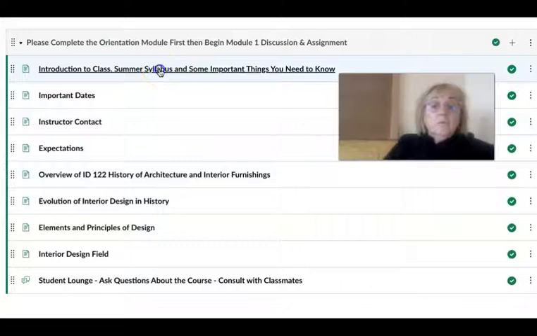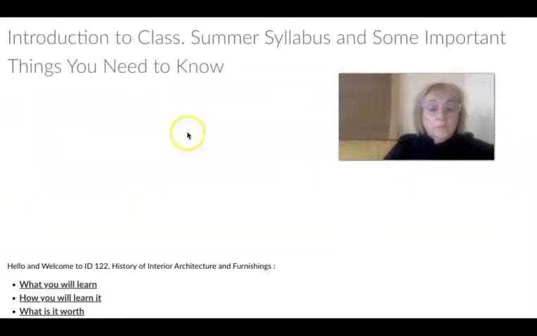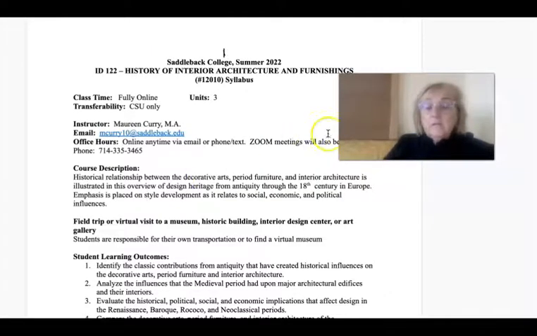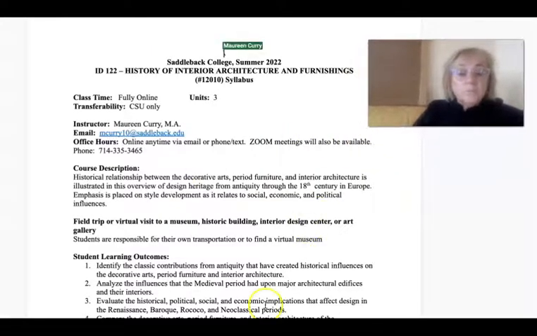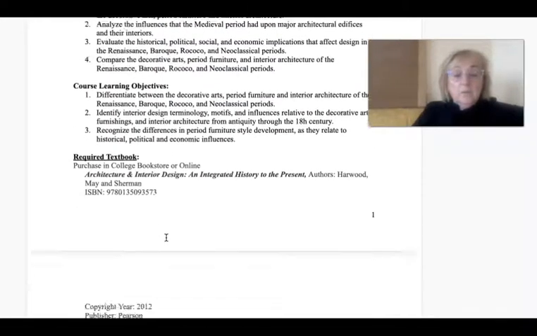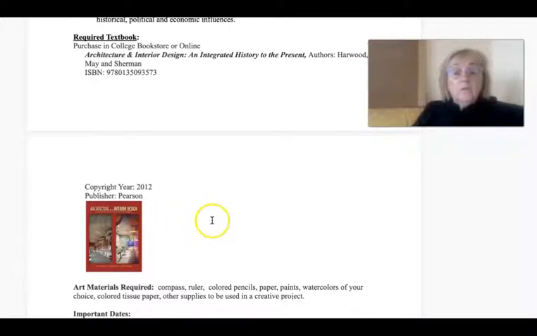So we will go to the introduction to the class page, which I showed you before. And I highly recommend that you click on the syllabus so you know what we will be doing in class. The syllabus is shown here. I'm Maureen Curry. I'm the instructor for the class. My phone number is given to you there. The course description is there. The student learning outcomes and objectives are there. The textbook is shown there. It's Architecture and Interior Design: An Integrated History to the Present by Harwood, May, and Sherman.